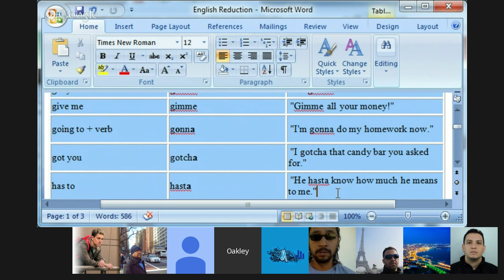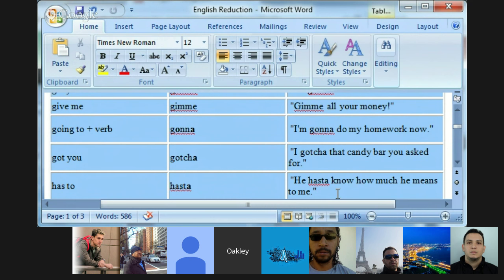Notice the connecting, the joining. When we reduce a word, the whole reason that we're reducing the pronunciation is so that we can join it very closely with the surrounding words and basically have no pause between the words. He has to know how much he means to me. Much he means. To me. Very difficult.